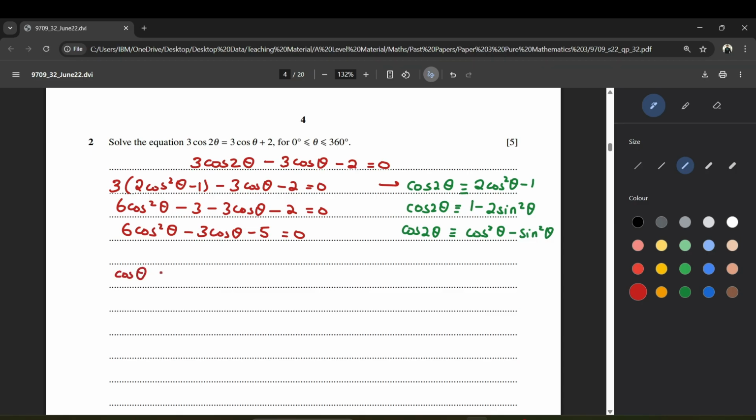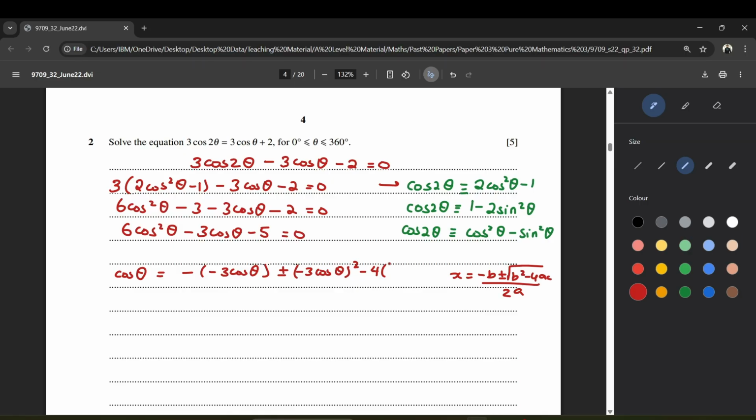So I'm going to write cos theta equals minus 3 cos theta plus minus. So what is the quadratic formula? X is equal to minus b plus minus square root of b squared minus 4ac, divided by 2a. So again, minus 3 cos theta, whole square, minus 4ac.